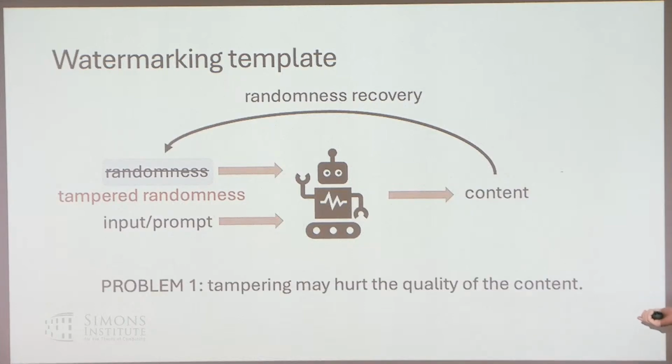But there's a problem here. In general, just arbitrarily tampering with this randomness might hurt the quality of the content that it outputs. For example, if you were to do this with an LLM, this might result in the LLM favoring certain topics or words, which is undesirable. And so we want to be very careful with how we tamper with the randomness.